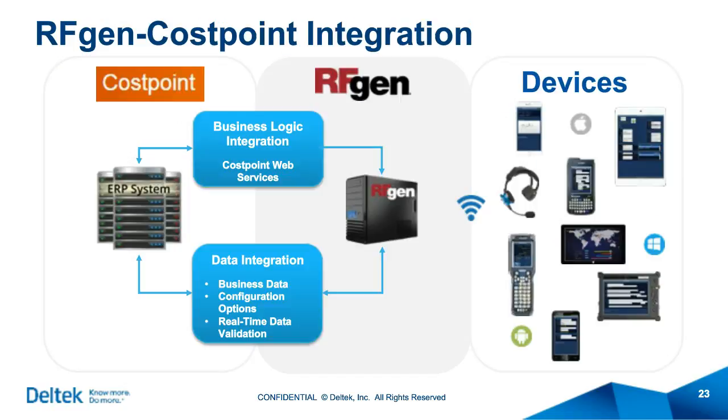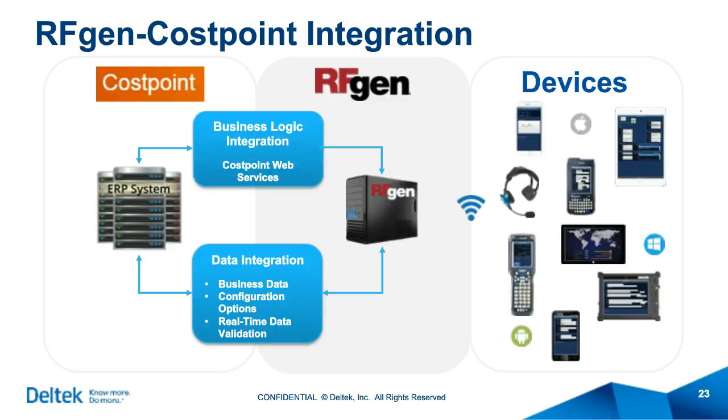This is a visual of how we talk to Costpoint through the devices. So on the right-hand side, you see different types of devices. It could be a forklift mount. It could be a ruggedized handheld device. It could be an Android or an iPad, or a headset for voice. It doesn't matter. We talk to all those devices. All those devices talk to the RFgen server that you see sitting in between the devices and Costpoint.